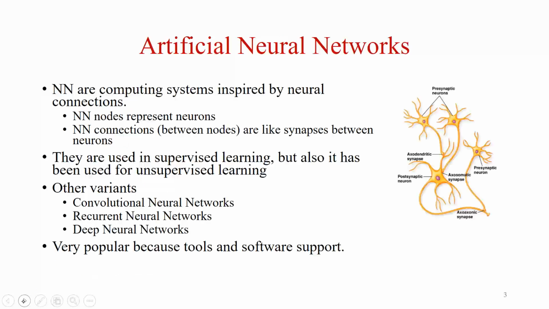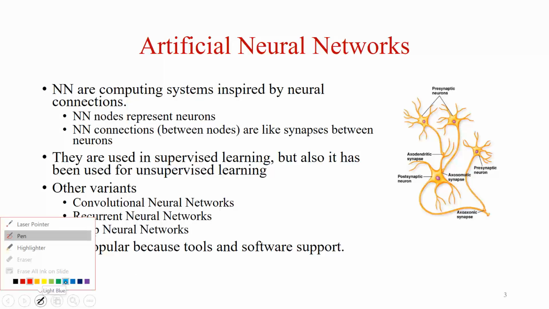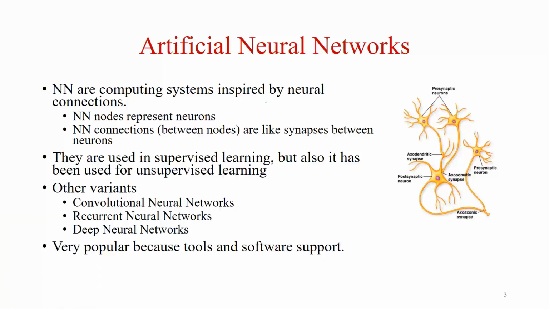The artificial neural network is inspired by the neural connections in the human brain, as you can see in this diagram, where the neural network nodes represent neurons. So you can tell right away that in a neural network we will have nodes, and the synapses in the brain will be represented with connections. So we will mimic the neurons and their synapses with nodes and connections.